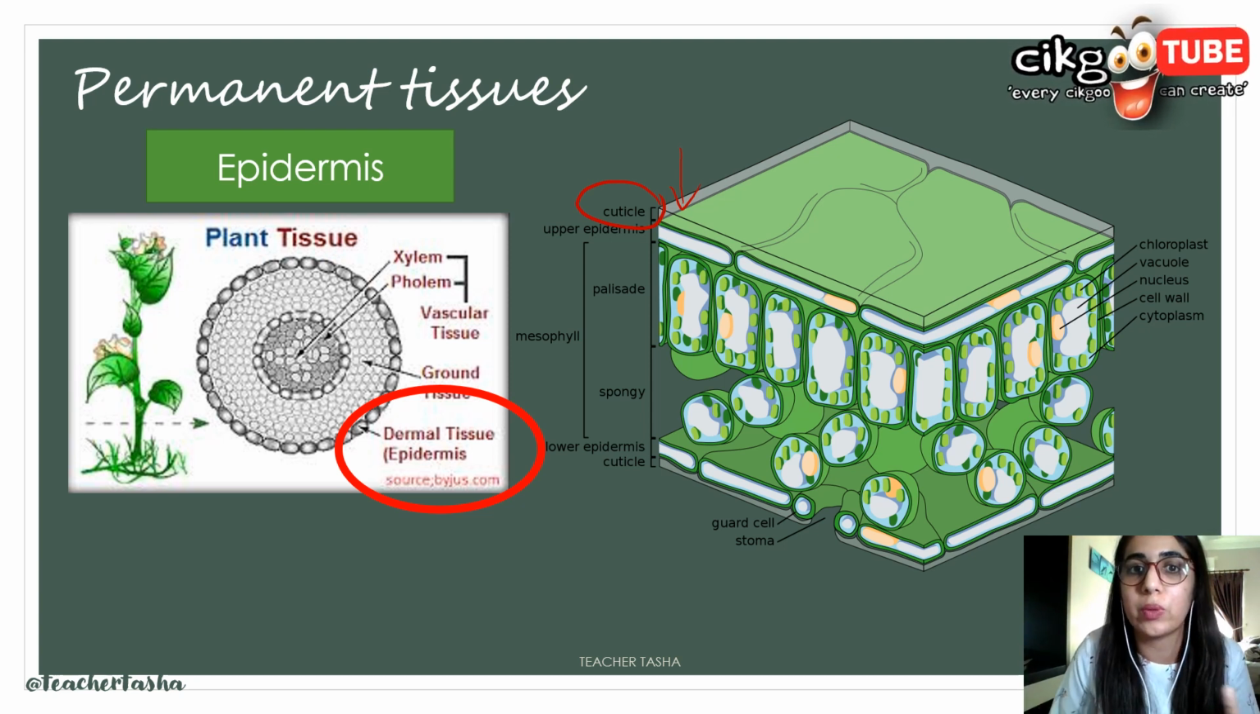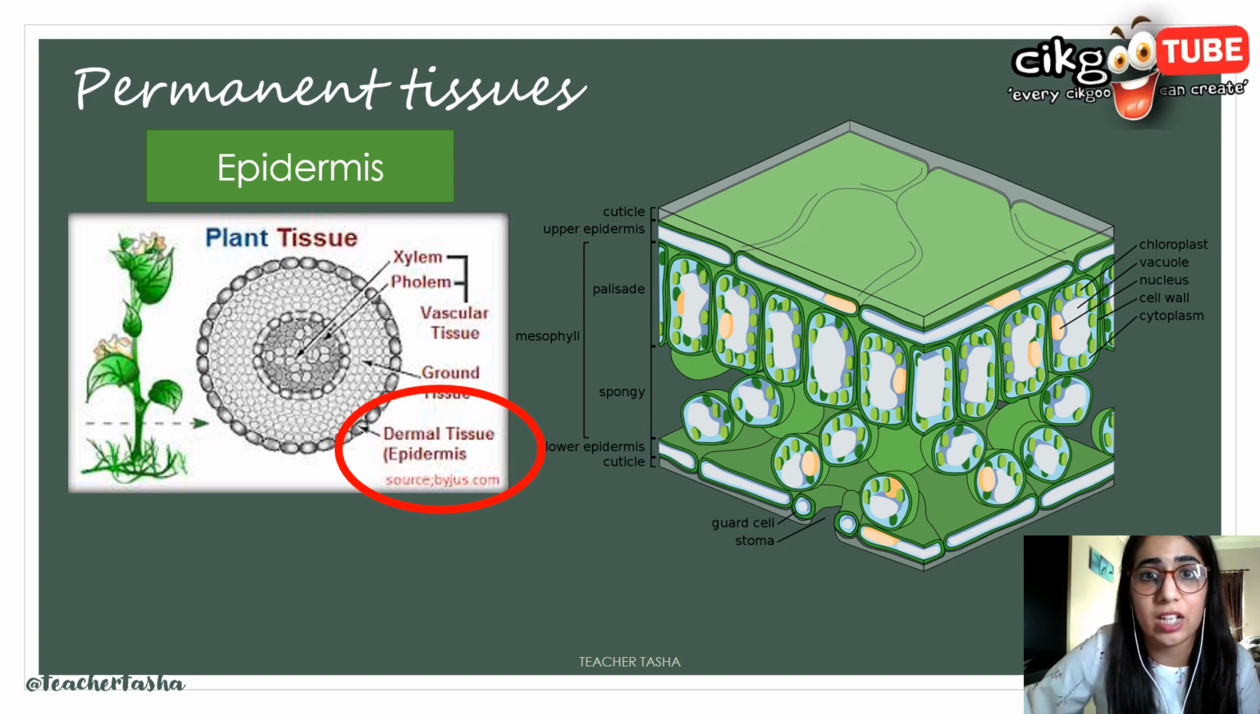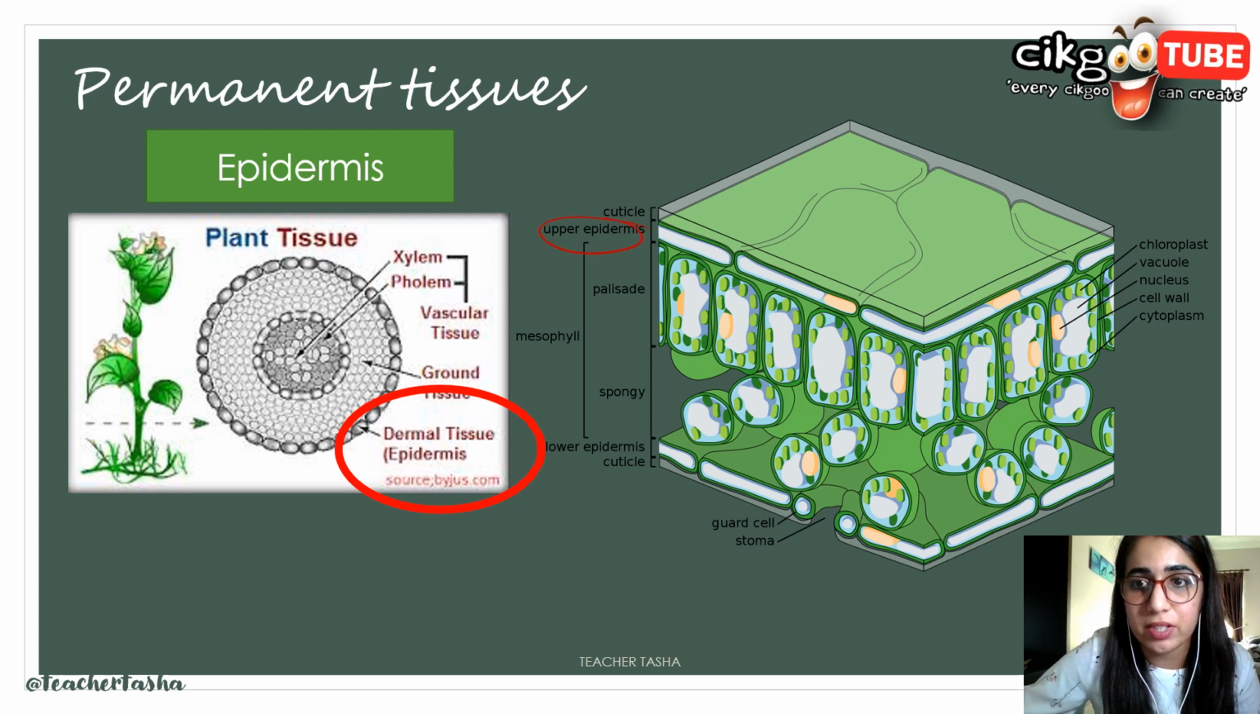Okay, and then we go into the epidermis. Most epidermal cells are flat, and they have large vacuoles. So this is the epidermis. They usually have a large vacuole. All right, let's look at the functions now.